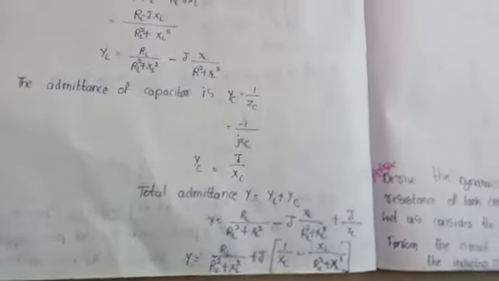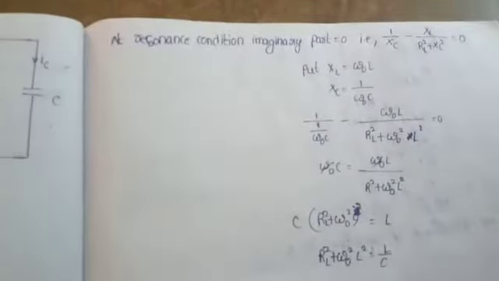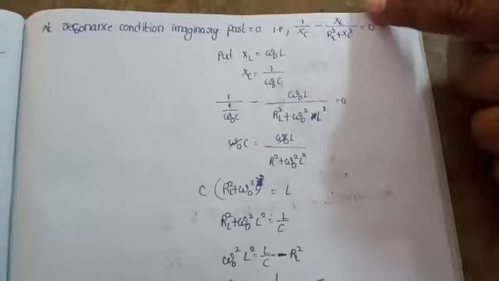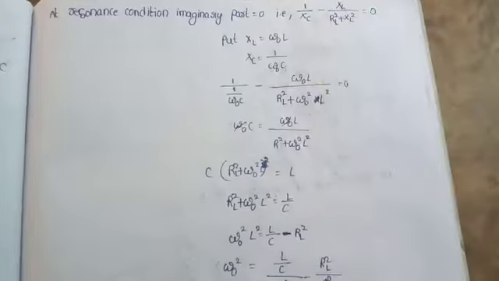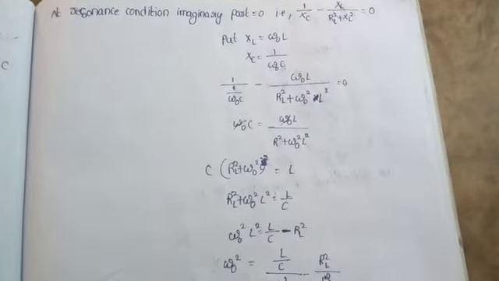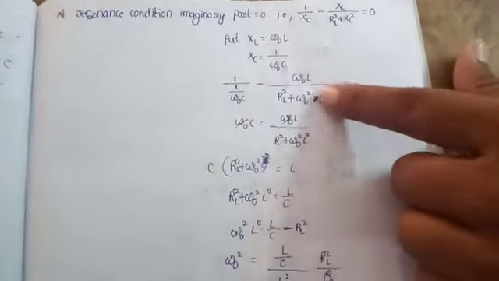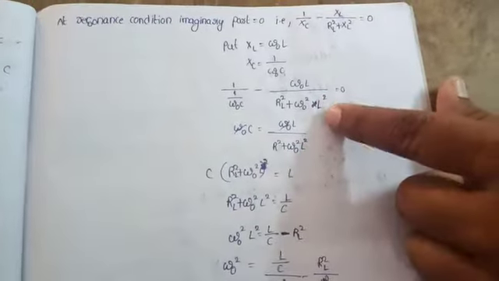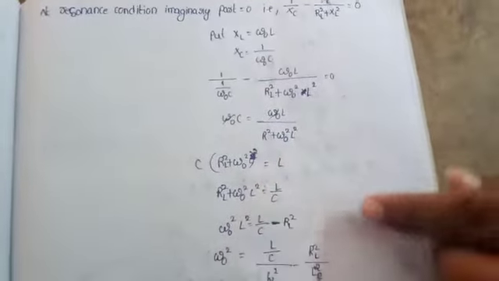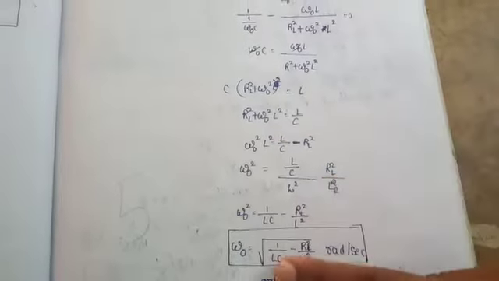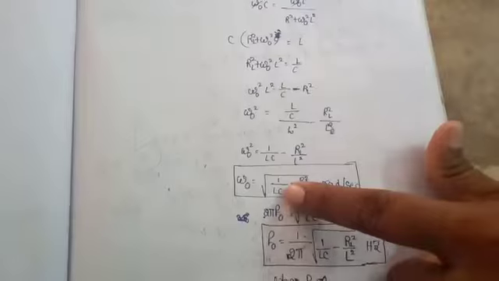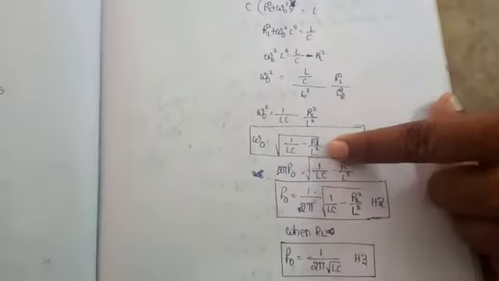Simply, the resonance condition is that the imaginary part equals 0. So take the imaginary part equal to 0 from that equation: 1 by XC minus XL by RL square plus XL square equals 0. Put XL equal to omega naught L and XC equal to 1 by omega naught C, and rearranging these parameters we get omega naught square equal to this, and omega naught equal to the square root of 1 by LC minus RL square by L square.